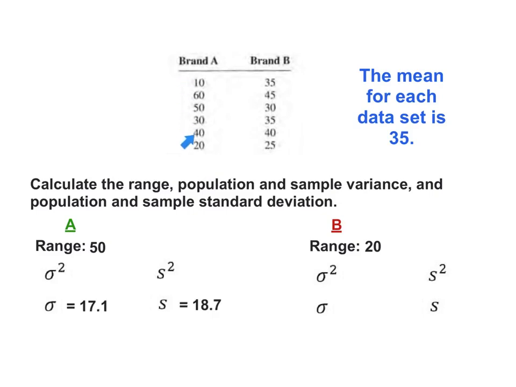And since the data is all integers, sigma is 17.1 rounded to 1 place. S is 18.7 rounded to 1 place, okay? How many of you got that? Raise your hand if you got that. Very good. Now, all you need to do is take this number and square it to get the variance. Take this number and square it to get the variance. So please do that now.